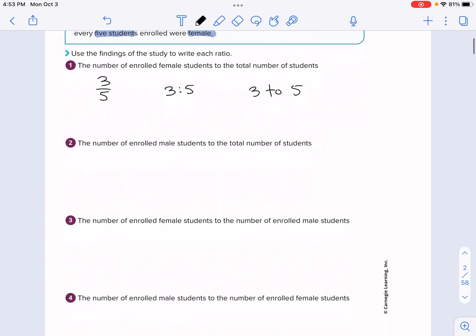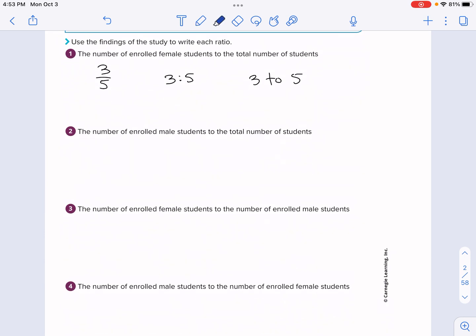Okay, number 2. What is the number of enrolled male students to total number of students? So if out of every 5 students, 3 of them are female, well, in this case, we're going to have to make some assumptions. We're just going to assume 2 genders there, so this will be 2/5. All right, so let's also represent it in the other ways. This will be 2 to 5 with a colon, and 2 to, oh, whoops, I actually write out the word.